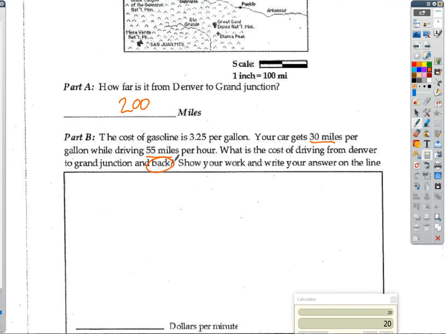So we're going there and back. So that's a total of 400 miles. And I know that I'm going 55 miles an hour on average. And that gas, I get 30 miles per gallon.